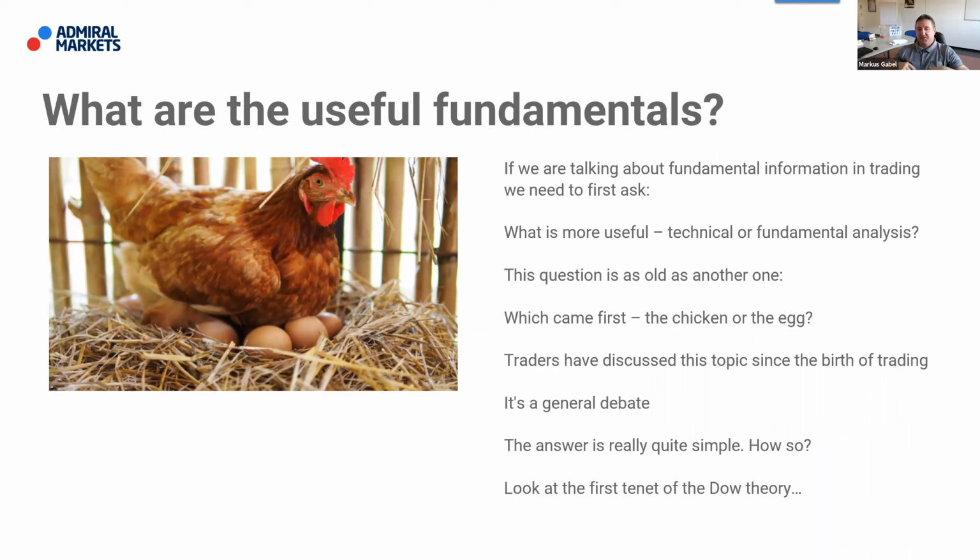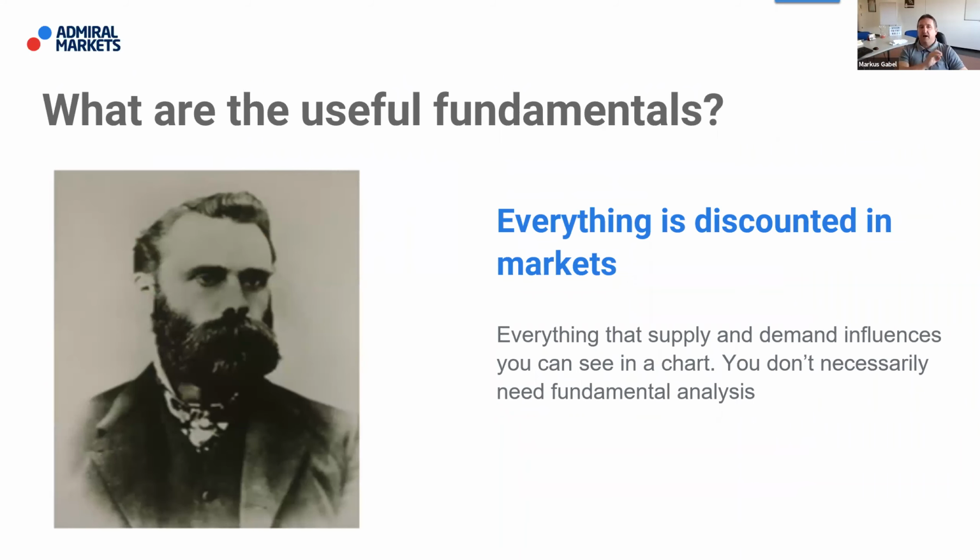So traders have discussed this topic since the birth of trading. It's a general debate. The answer is really quite simple. How so? Why is it quite simple? Technical or fundamental? Look at the first tenet of the Dow theory. Charles Dow figured out in 1879 that everything is discounted in the chart or markets at that time.